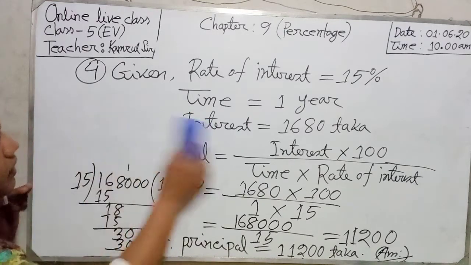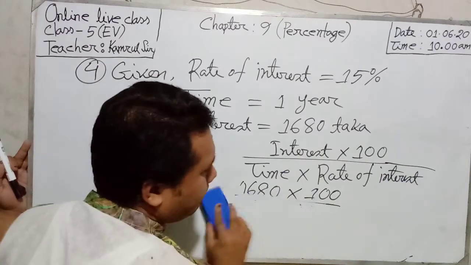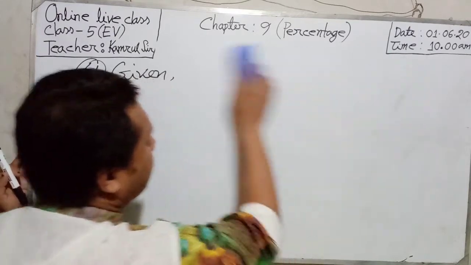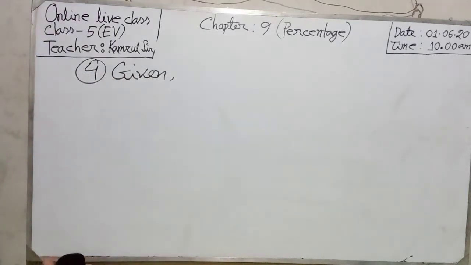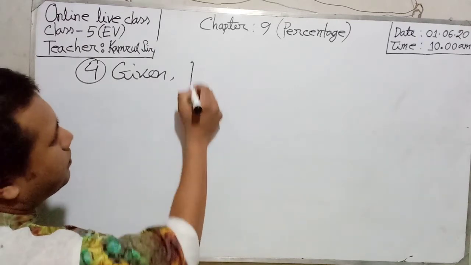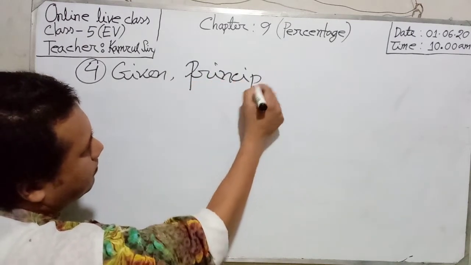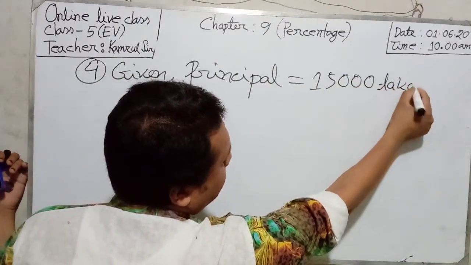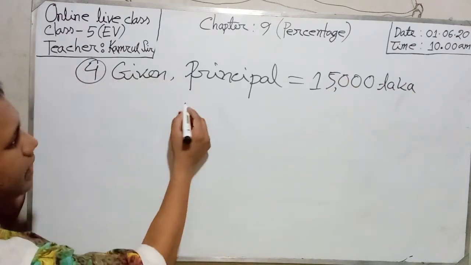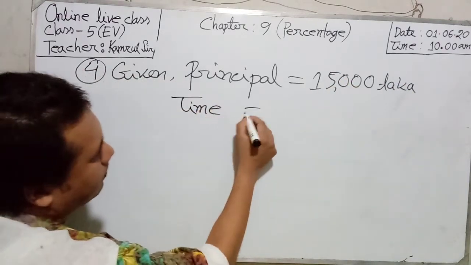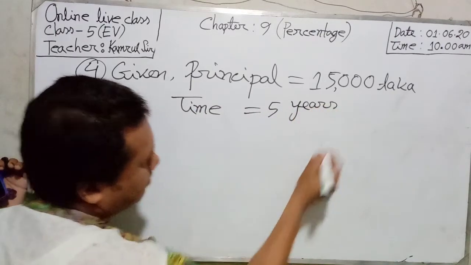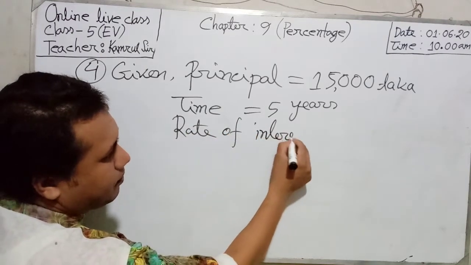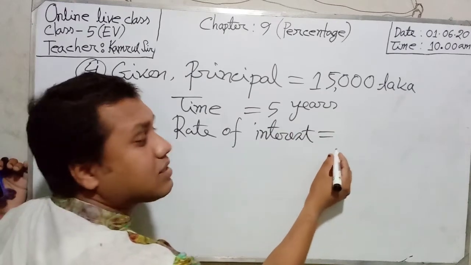So at first, again we write the given part. Principal 15,000 taka. Then our time, 5 years. Then our rate of interest. What is our rate of interest? 8%.